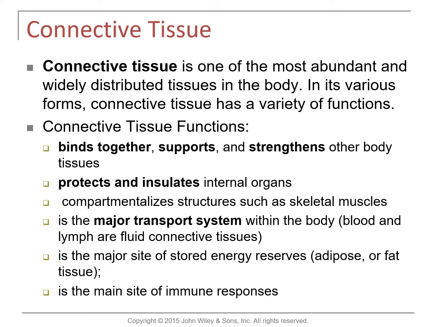Blood and lymph also provide immune protection. So connective tissue is very much involved in physical as well as immune protection. Connective tissue is the major site of stored energy reserves. So adipose tissue not only provides insulation and cushioning, but also stores energy by housing triglycerides. And as we mentioned, connective tissue is the main site of immune responses.